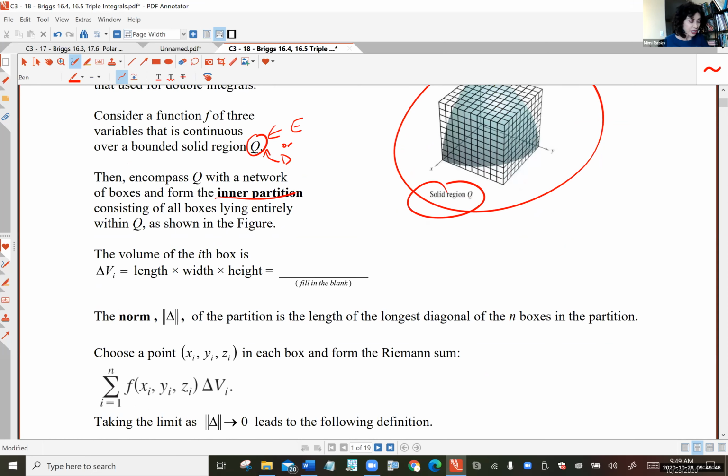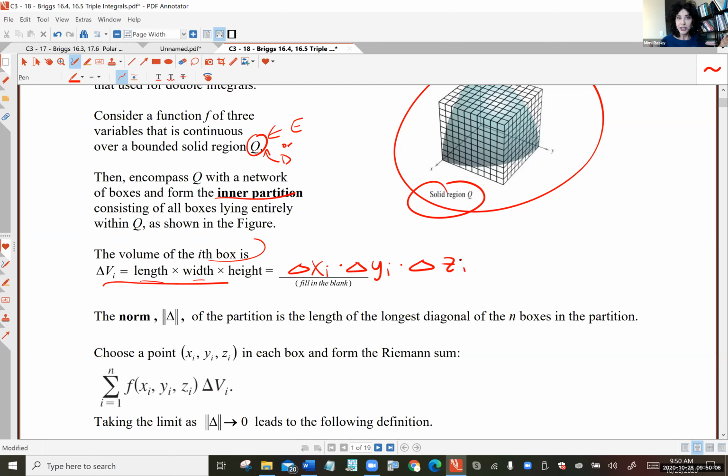So you have an inner partition of all these little rectangular boxes, and each of those boxes has a little volume to it: a little itty bitty length times a little itty bitty width times a little itty bitty height. That's going to be delta x sub i times delta y sub i times delta z sub i. That's going to be our volume element.